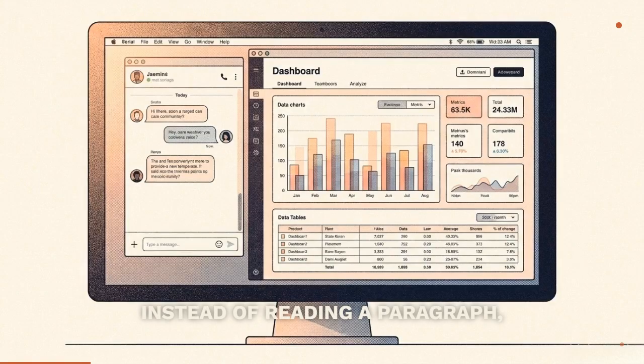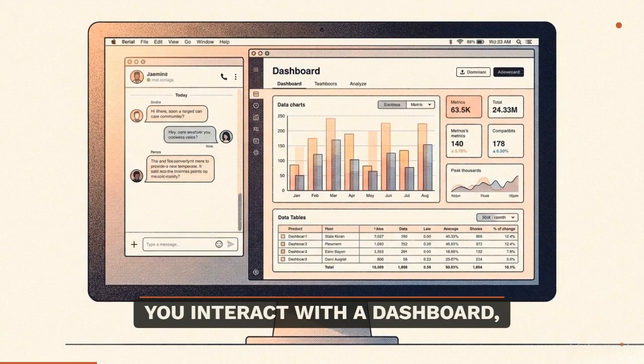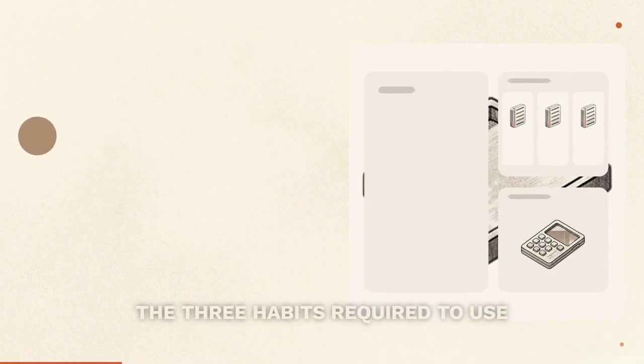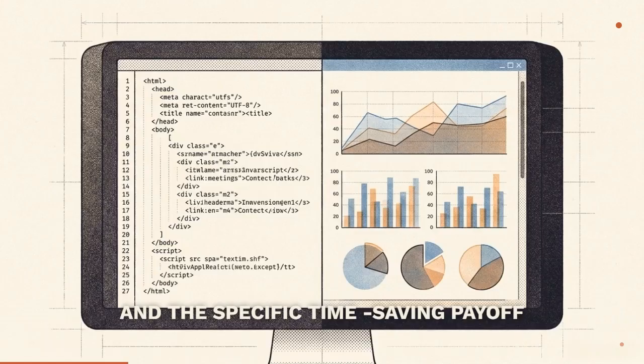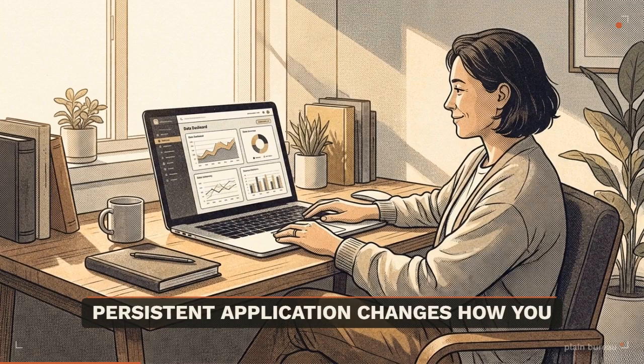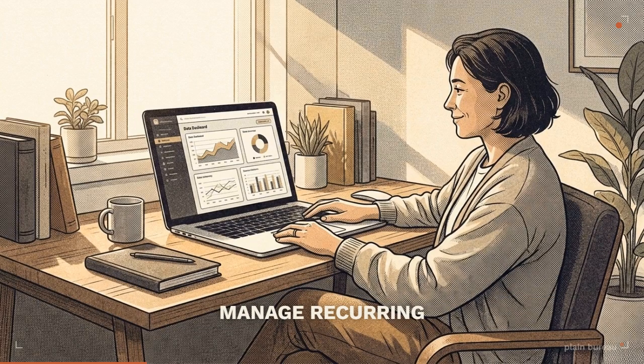Instead of reading a paragraph, you interact with a dashboard, a tracker, or a calculator that renders directly inside the chat window. We are going to look at the anatomy of these tools, the 3 habits required to use them, and the specific time-saving payoff they provide. Turning a disposable chat into a persistent application changes how you manage recurring tasks.